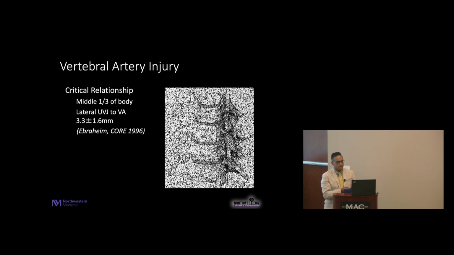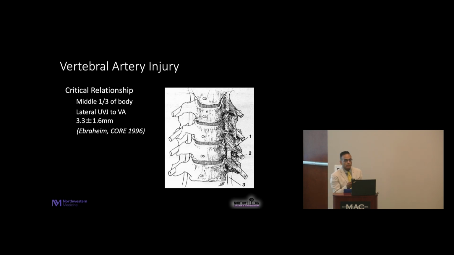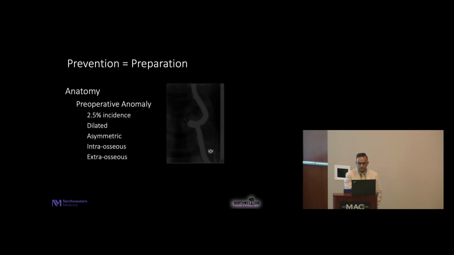Okay. So again, the relationship of the vertebral artery to the uncinate to the vertebral body has been pretty well reported. Remember, it sits in about the middle third of the body from anterior to posterior, or from ventral to dorsal. And again, it's just lateral to the uncovertebral joint, anywhere from 3.5 millimeters what's been reported, but it can be a lot closer than that. And there's quite a lot of variance.